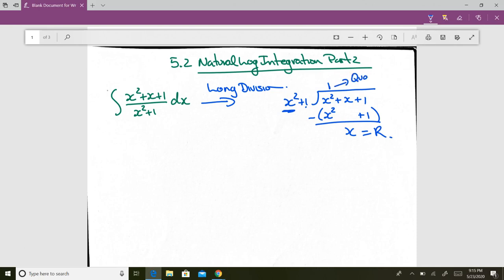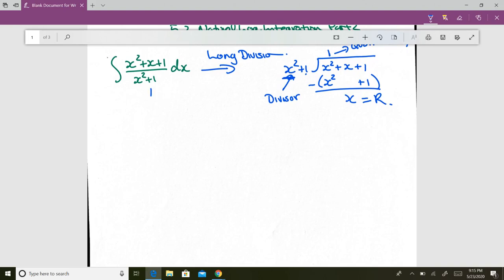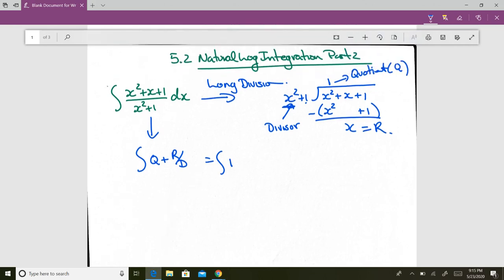This up here is called the quotient, if you remember, called q. And this thing, what you're dividing by, is called the divisor. So then we rewrite it as the integral of q plus r over d. So we go, okay, what's q? It's 1 plus, what's the remainder? X over divisor, which was x squared plus 1. These are the same thing, okay? If you made a common denominator here and multiplied it out, you would get that back.